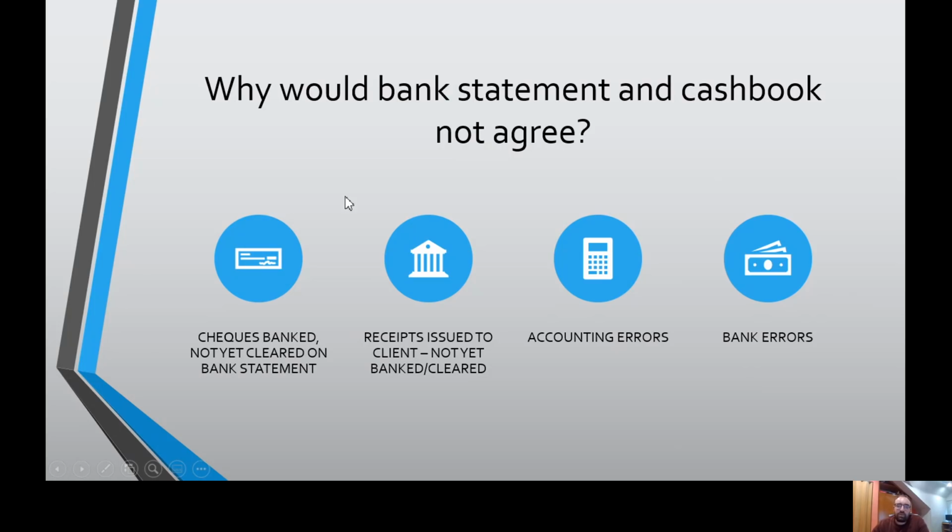So those are the 4 types of transactions that we can have. A check that hasn't yet been banked is a reconciling item. A receipt that hasn't been banked yet is also a reconciling item. Accounting errors we have to fix in our cash book, and bank errors will be reconciling items as well.